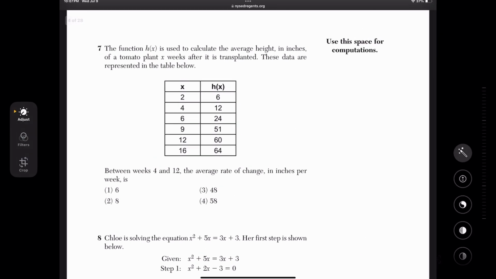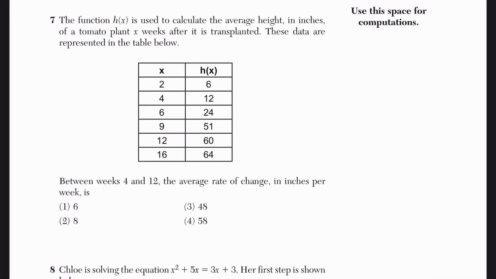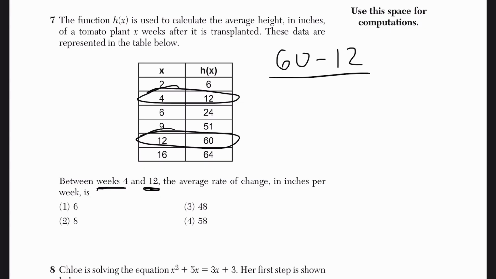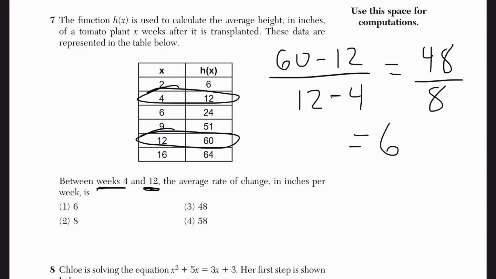Number 7. We got a rate of change problem. Okay. This only wants us to worry about between weeks 4 and 12, sorry. So I'm going to kind of ignore the rest of the chart and just look at week 4, the plant was 12 inches, and week 12, the plant was 60 inches. So I can just subtract the heights and the weeks, kind of like a slope problem, y2 minus y1 over x2 minus x1. And that will give me 48 over 8, which is 6 inches per week.